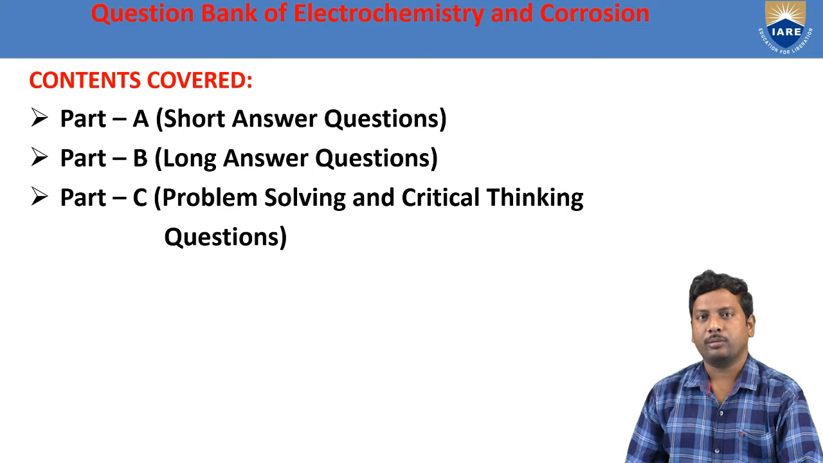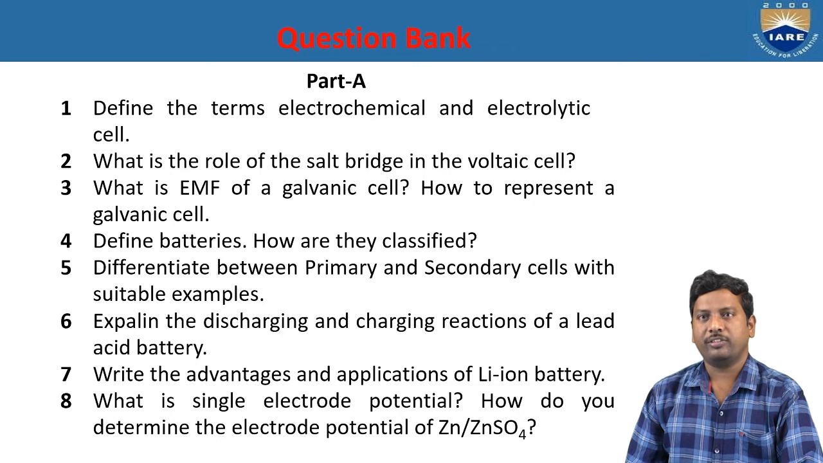So let us start the Part A questions, short answer questions. Define the terms electrochemical cell and electrolytic cell. An electrochemical cell is one where the reaction takes place with the conversion of chemical energy into electrical energy. An electrolytic cell is nothing but the backward reaction of an electrochemical cell. That means electrical energy converts into chemical energy.